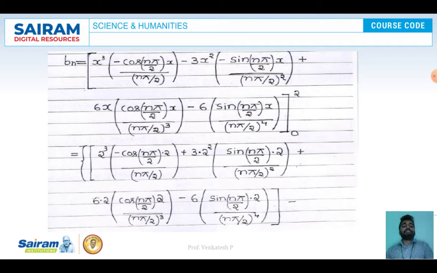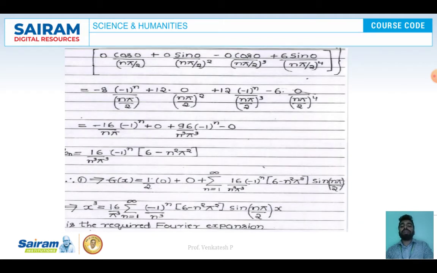After simplifying this, we got the equation like 0 into cos 0 by n pi by 2 plus 0 into sin 0 by (n pi by 2) whole square. This is for the lower limit, minus 0 into cos 0 by (n pi by 2) whole cube plus 6 into sin 0 by (n pi by 2) whole power 4. So we can note that the complete lower term will become 0 here.